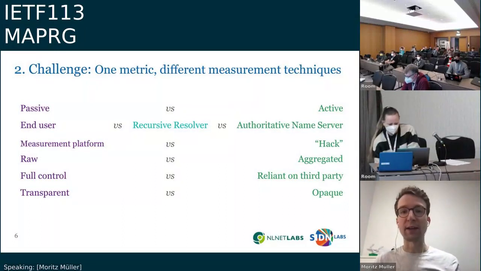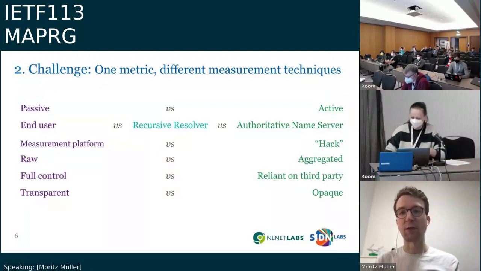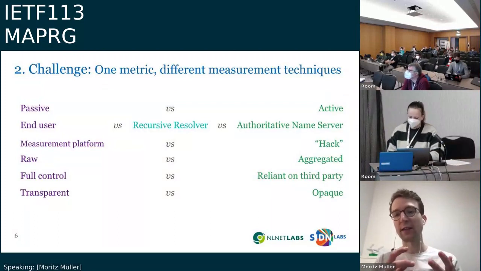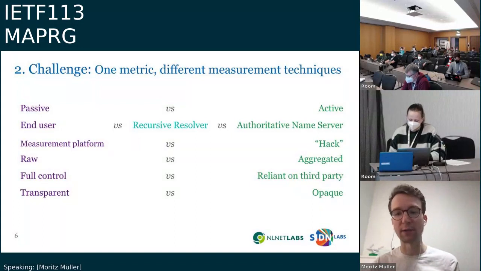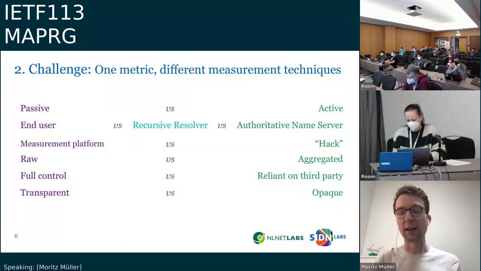Other aspects might include whether we have access to raw data, or whether we actually have access to aggregated data. This, for example, includes our ASAC data collected from the root servers. And whether we have full control of the measurements or whether we rely on a third party to collect the measurements. And all these different attributes of these measurement techniques have, again, influence on the metrics that are being collected.